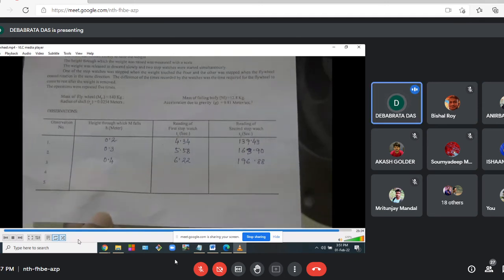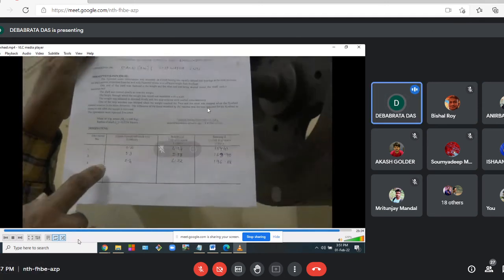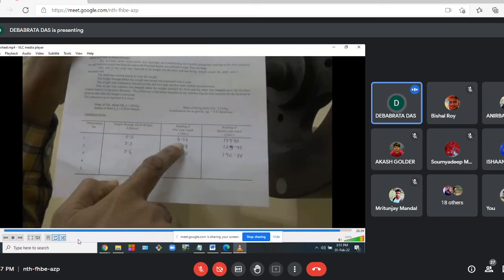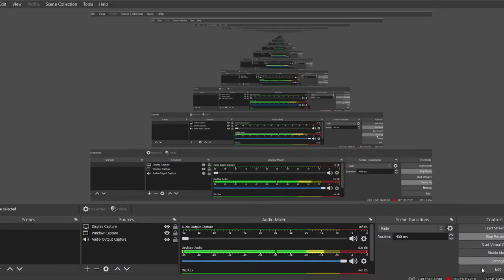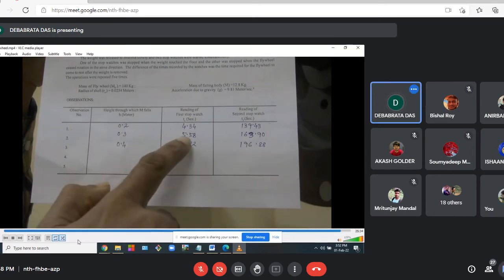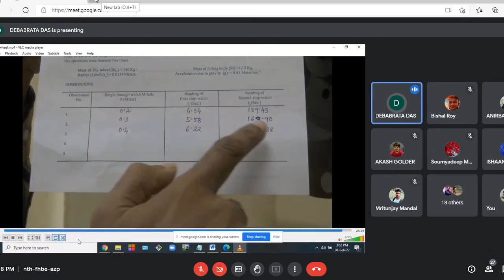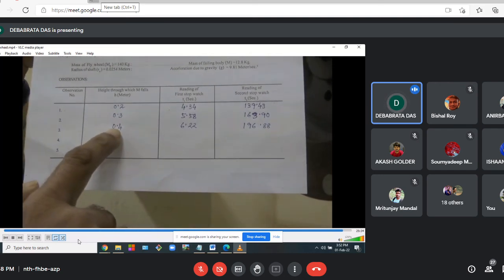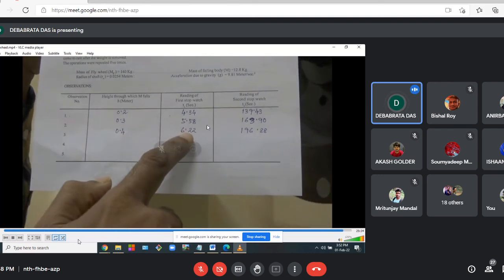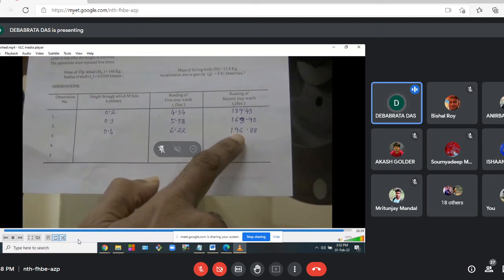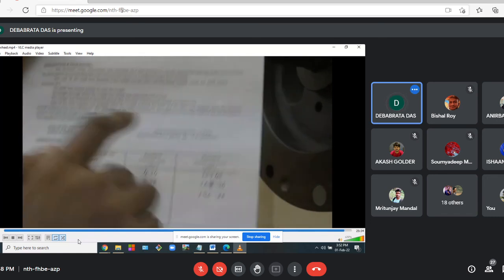Acquired through this experiment. So for 0.2 meters height, T1 is 4.34 seconds, T2 is 139.43 seconds. For h equal to 0.3 meters, T1 is 5.58 seconds, T2 is 163.90 seconds. And for h equal to 0.4 meters, T1 is 6.22 seconds, T2 is 196.88 seconds.